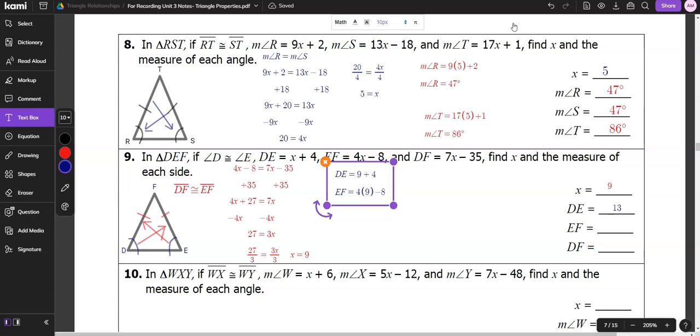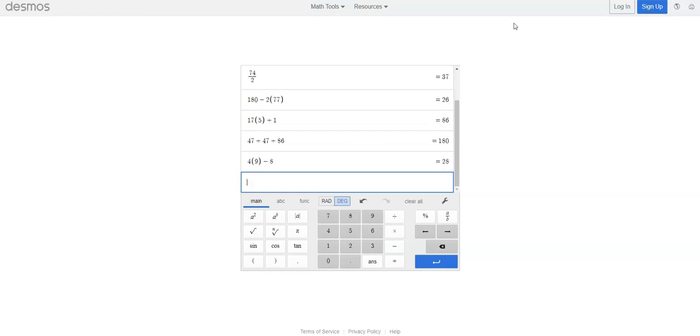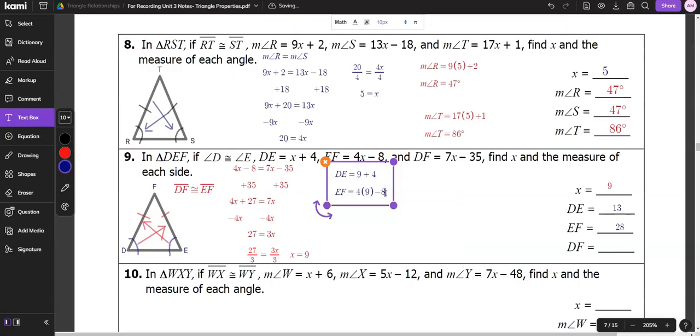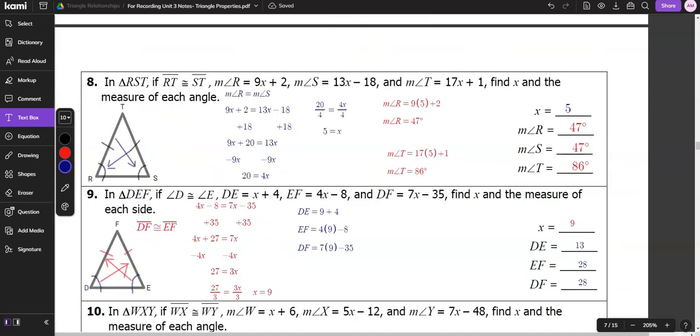minus 8. It's 36 minus 8. And we get 28. And then finally we have DF, which is 7 times 9, 35. And again, we get 28 because EF and DF were congruent. All right, stop here, take a moment, and make sure that you have these copied into your notes.